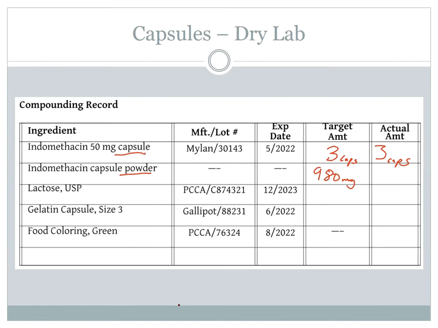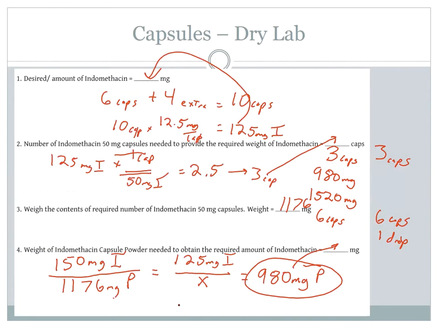I do know my target for my lactose is 1,520 milligrams. That's my target from that. I know I'm going to be using 6 capsules to actually punch or to dispense. So I know my actuals will be 6 capsules for my gelatin capsules. And trust me on this, you'll see here in a minute, there is going to be 1 drop for the food coloring. We'll explain that here in a minute. Okay. So you should have your compounding record all pretty much filled out except for the actuals for the indomethacin powder and the lactose powder.